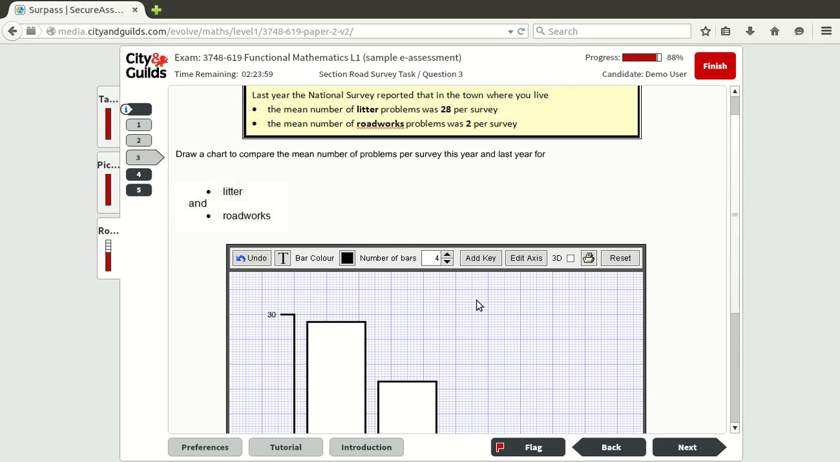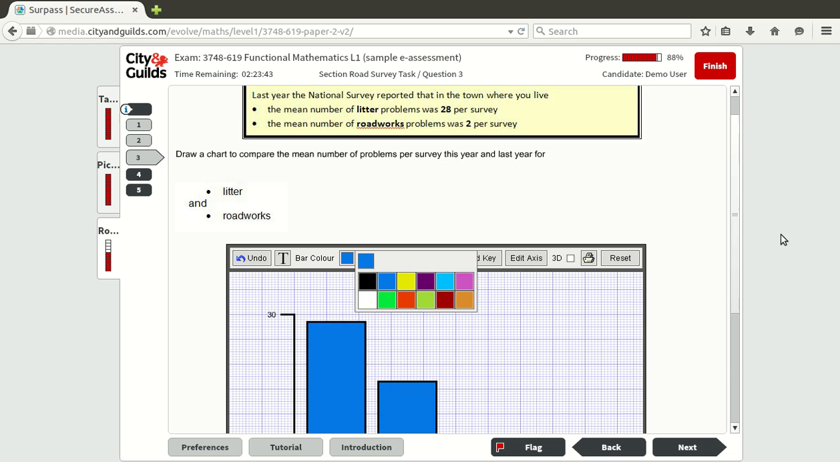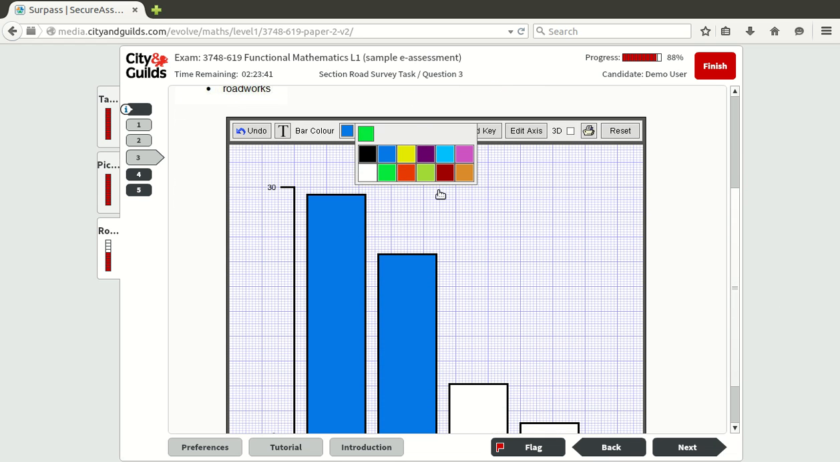So now I can press on my bar, color, and color all my road works in blue. Sorry, all my litter problems in blue, and I can color my roadworks in orange. So that is my comparison.